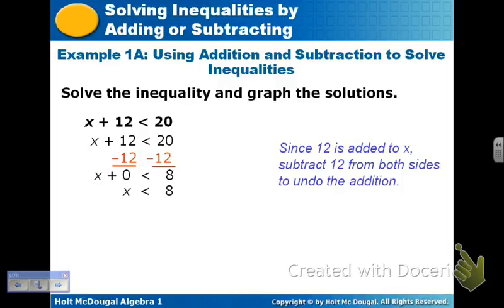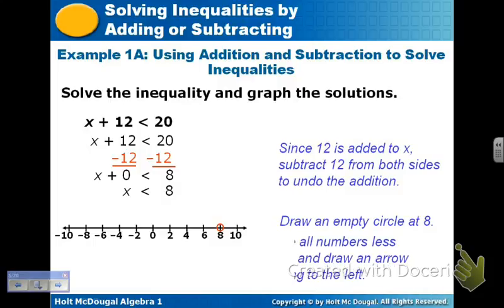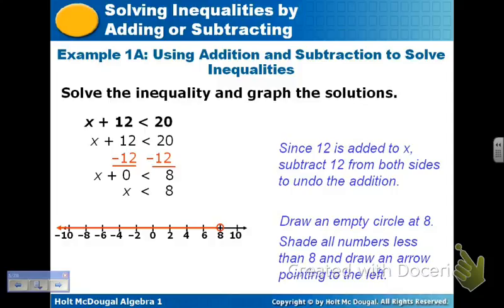And so x can be any number that's less than 8. And remember, this means x cannot be equal to 8. It can only be numbers that are less than 8. All right, and then on our number line here, are we going to have an open or a closed circle? All right, we're going to have an empty circle is what they use here. Empty circle at 8 because there's no equal to. And the arrow will cover, the shading will cover all numbers that are less than 8.